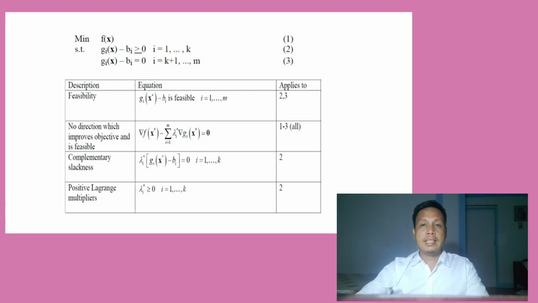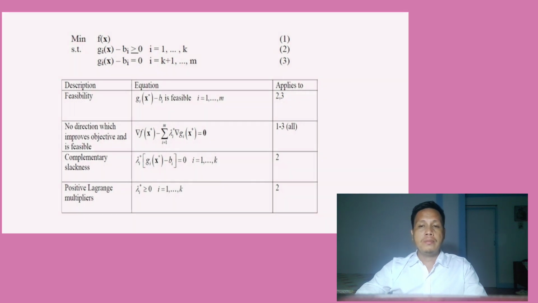Next is complementary slackness: lambda_i optimal times g_i(x) optimal minus b_i equal to 0, for i equal to 1 up to k. It applies only to equation 2. And the positive Lagrange multipliers: lambda_i optimal greater than or equal to 0, for i equal to 1 up to k. Equation 2 also.